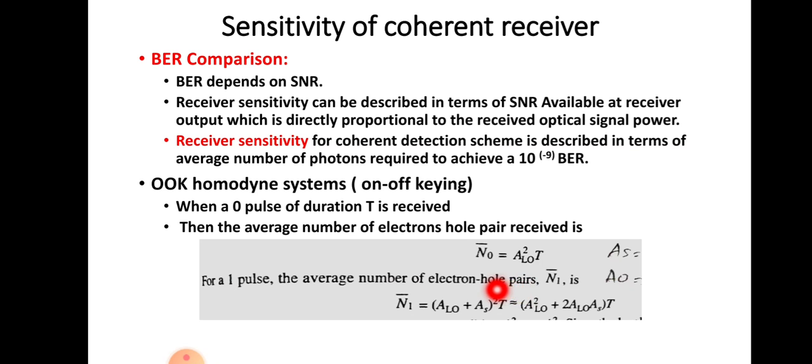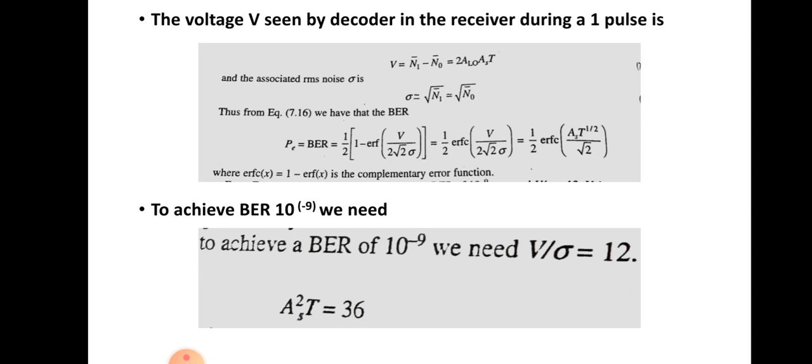that is equal to ALO square plus 2 ALO into AS into T. And once this signal, after modulation, is given to the decoder or a photodetector, the voltage V seen by the decoder in the receiver during a pulse 1 is obtained by the relation V equals N1 bar minus N0 bar, that is equal to ALO AS into T. And the corresponding RMS noise signal at the detector side is equal to sigma, square root of N1 bar. Actually it represents the variance value, that is equal to square root of N1 bar, or equal to square root of N0 bar.